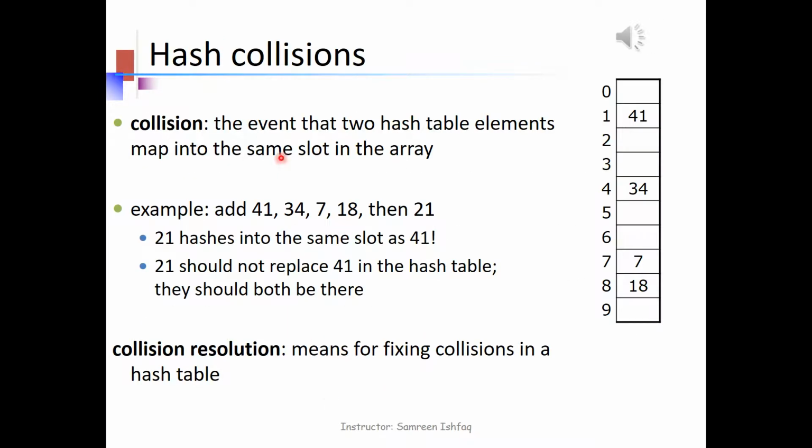Collision occurs when two hash table elements map into the same slot in the array. Let's look at the example that we have solved previously. For example, if the user tries to insert 21 in this table, 21 mod table size, which is 10, 21 mod 10 is equivalent to 1. So 21 hashes into the same slot as 41. 21 should not replace 41 and they should both be there. This is the problem that needs to be fixed.